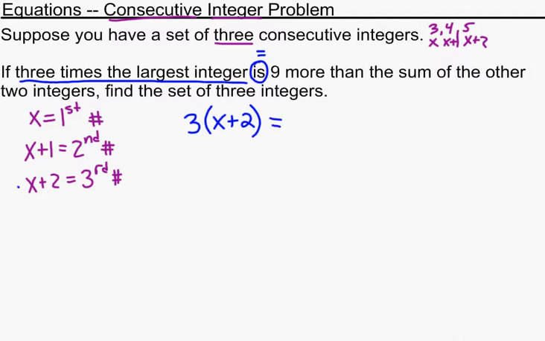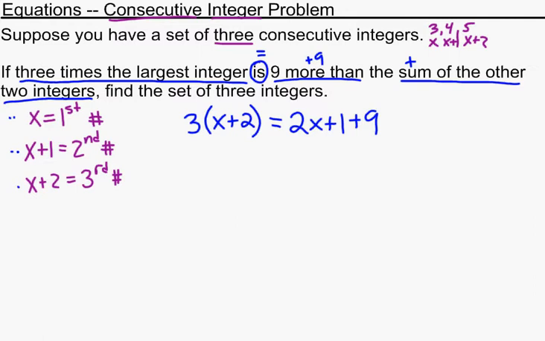9 more than means that I'm going to put a plus 9 at the end of whatever I have. I continue on, and then it says the sum of the other 2 integers. Well, the other 2 integers in this case would be x and x plus 1. If I find their sum, which is addition, I combine like terms. So I get 2 x's and then just plus 1. Don't forget there was the 9 more than. So I put the 9 at the end of that side of my equation.